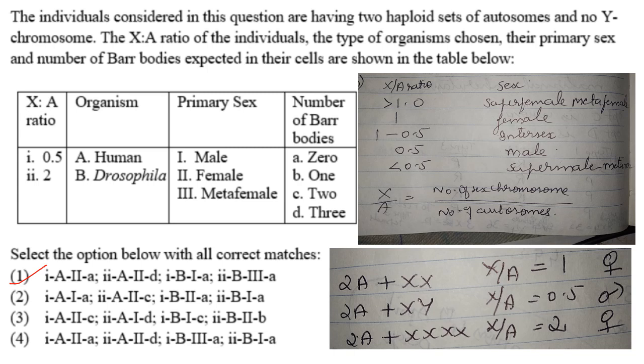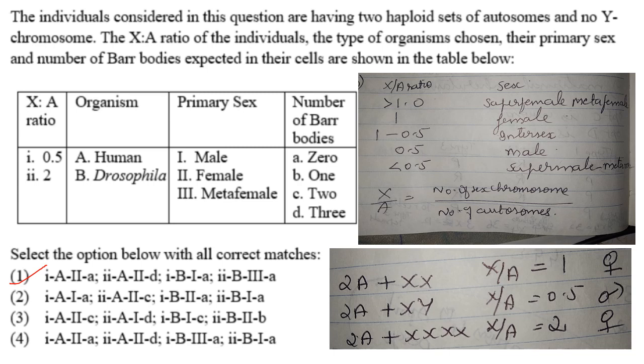Coming to the next question. The individuals considered in this question have 2 haploid sets of autosomes and no Y chromosomes. The X:A ratio of the individual, the type of the organism chosen, their primary sex and number of bar bodies expected in their cells are shown in the table below. Select the option with all correct matches.